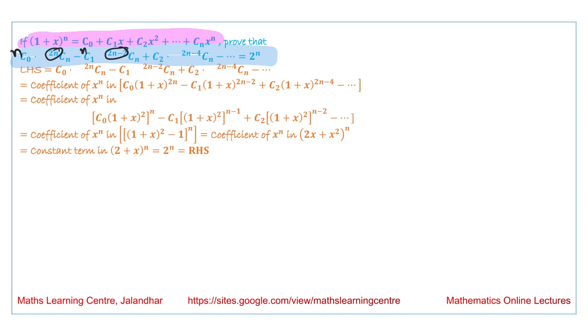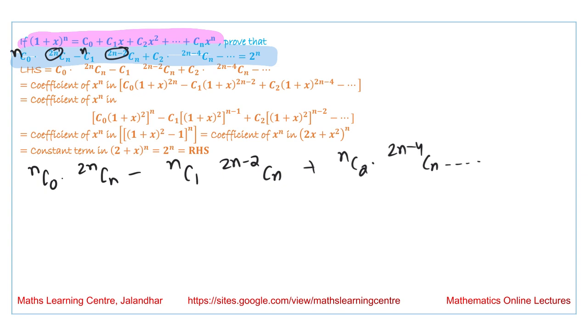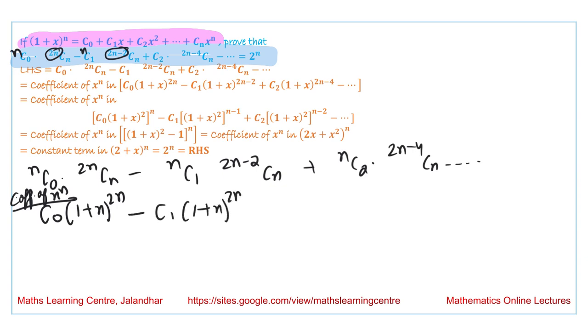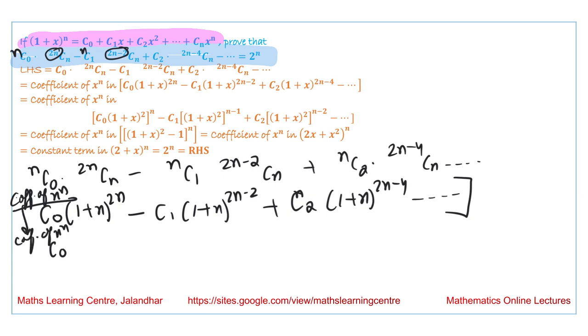So what we are going to see over here, we have nC0 into (2n)Cn minus nC1 (2n-2)Cn plus nC2 into (2n-4)Cn, the terms in this way. So we can write this is basically C0 into (1 + x)^(2n). We are talking about the coefficient of x^n in the expansion of this, minus C1 into (1 + x)^(2n-2) plus C2 into (1 + x)^(2n-4) and so on. So this value we can write, it is C0, we are talking about the coefficient of x^n in the expansion of (1 + x²)^n.